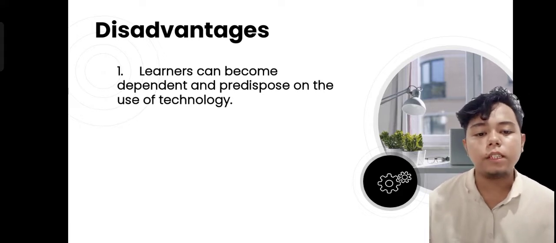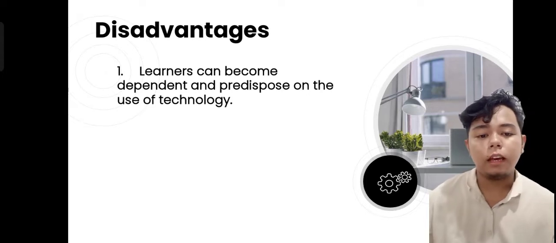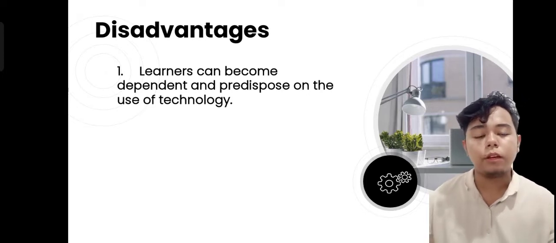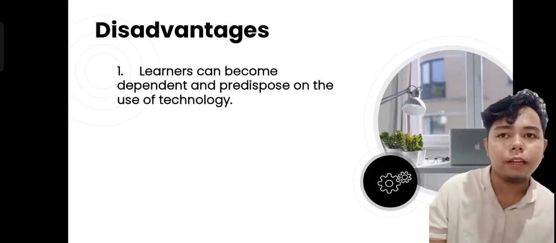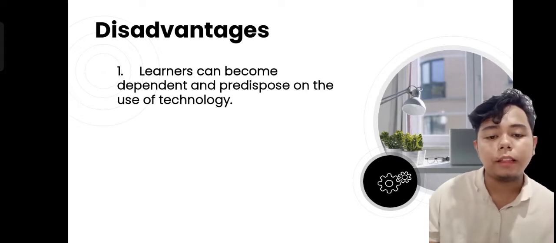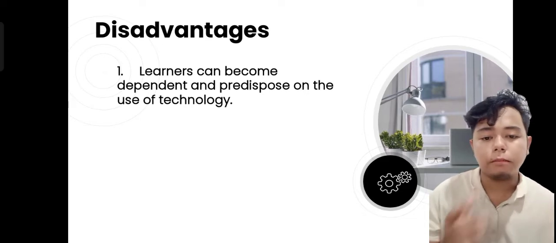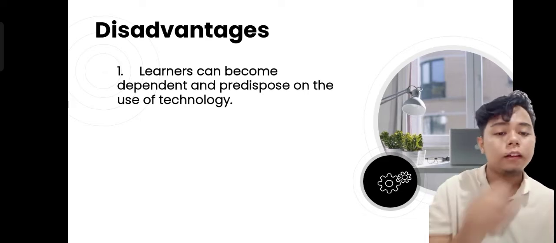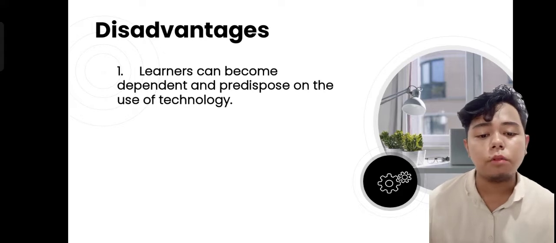So learners can become more dependent and predisposed on the use of technology, because like I said earlier, the internet has all of the information you need for your subject. A simple topic can be researched on the internet and then you get the answer that you want.